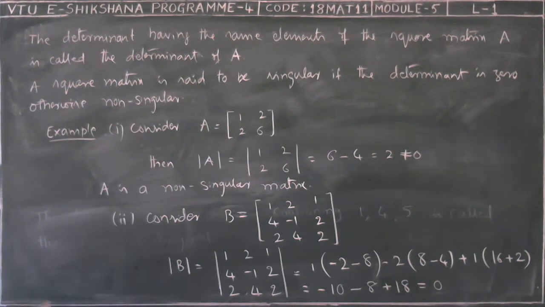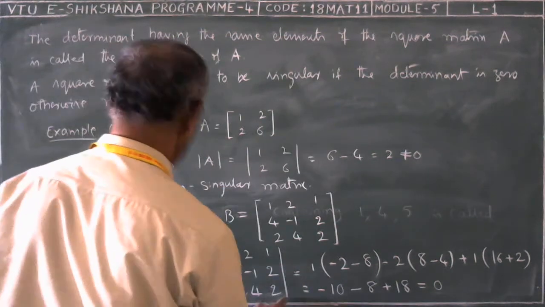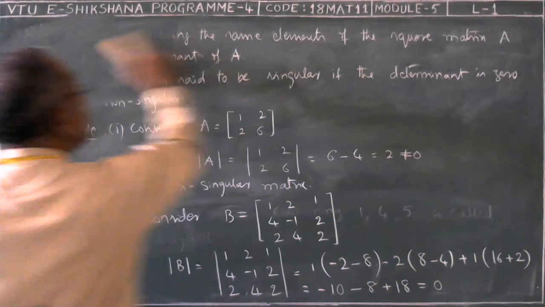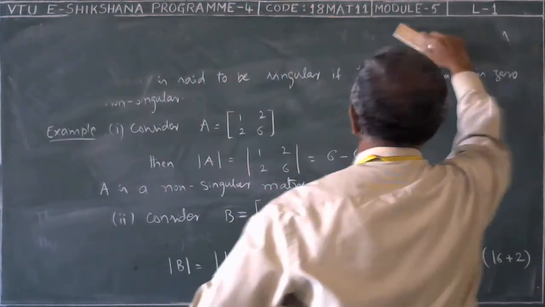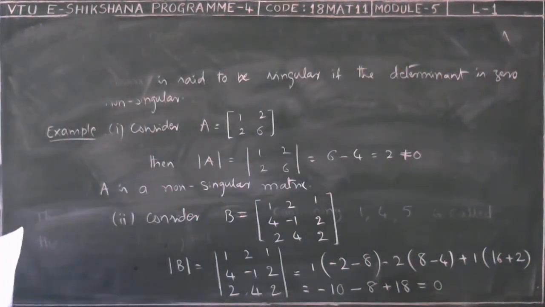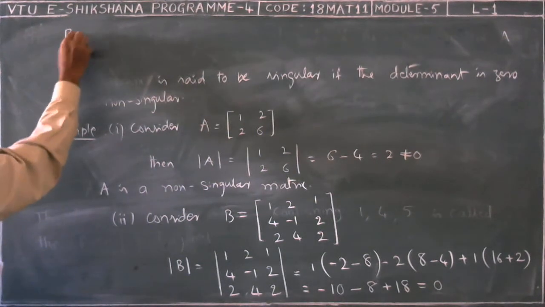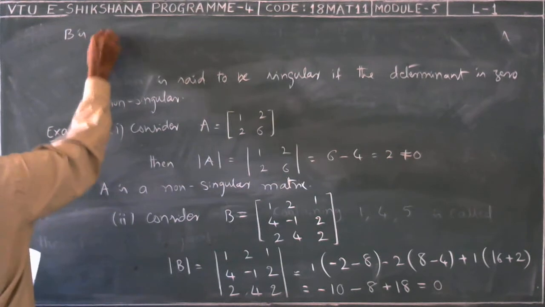So this is a singular matrix. Determinant is zero. Therefore, B is a singular matrix.